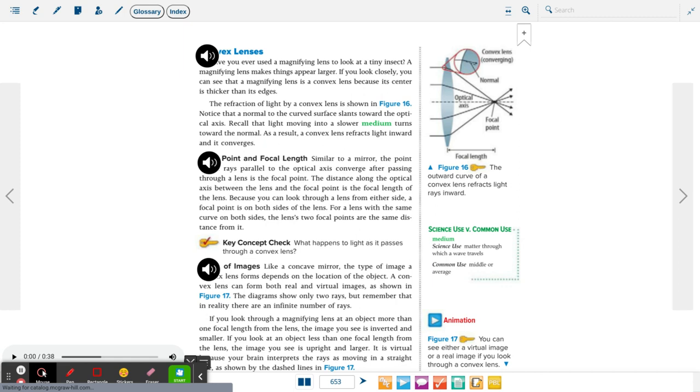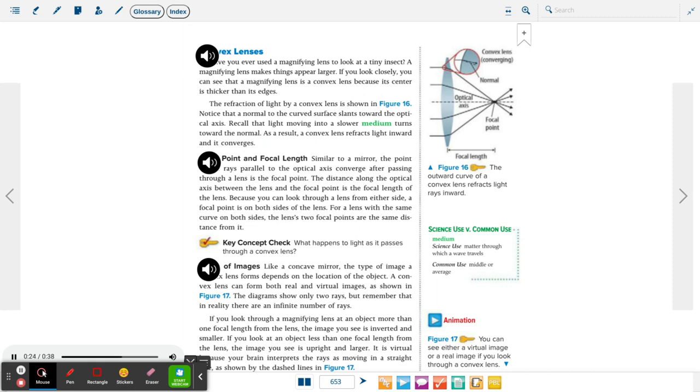Convex lenses. Have you ever used a magnifying lens to look at a tiny insect? A magnifying lens makes things appear larger. If you look closely, you can see that a magnifying lens is a convex lens because its center is thicker than its edges. The refraction of light by a convex lens is shown in Figure 16.